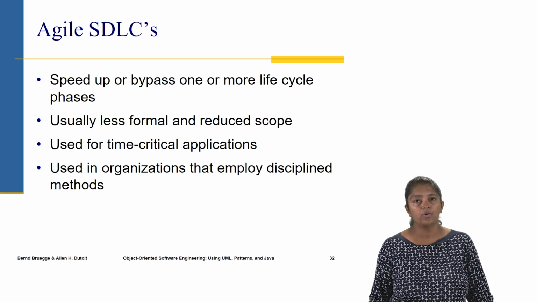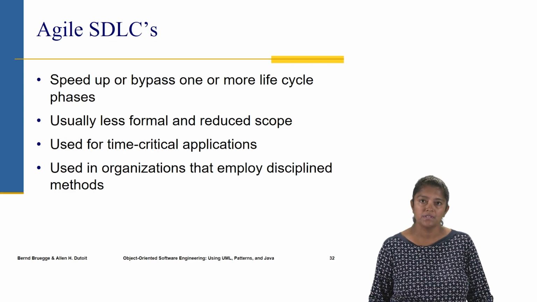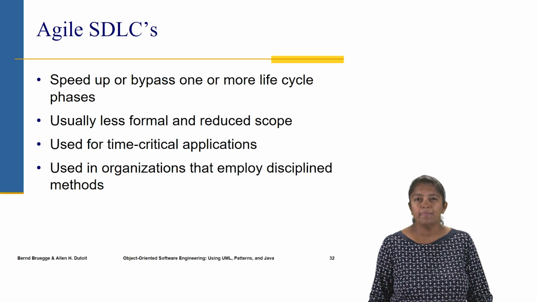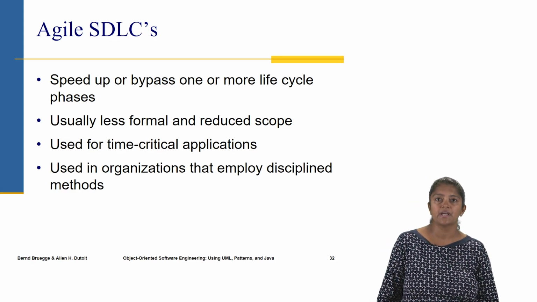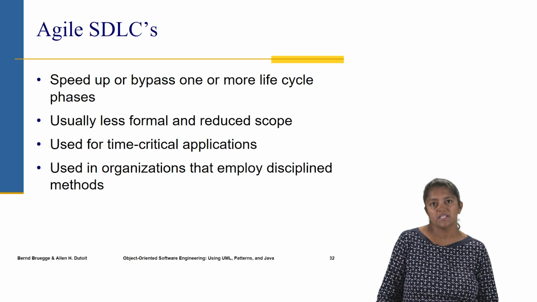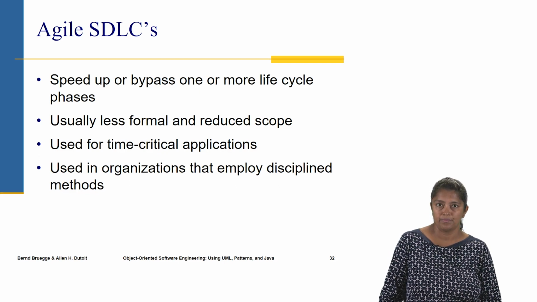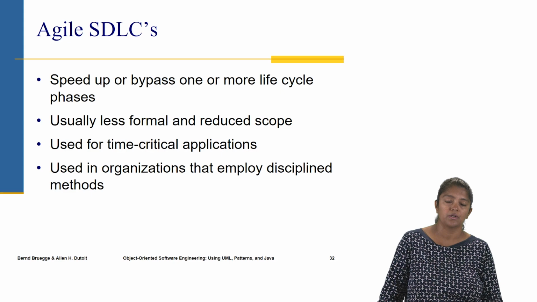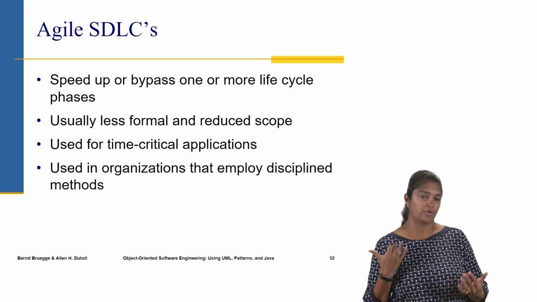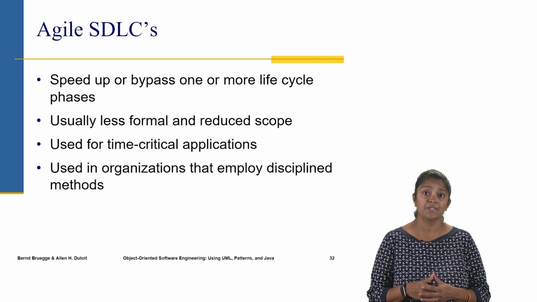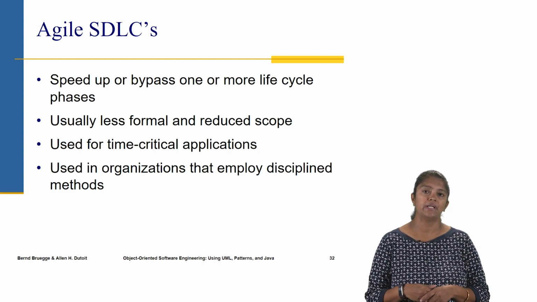The next kind of software development lifecycle models are called Agile SDLCs. These are the newer kind of models, where the idea is to speed up the process, maybe skip one or more phases in the life cycle, and maybe be less formal. We want to still have a good process, make sure a good process is followed, but then reduce the scope or reduce the amount of documentation that is to be done.